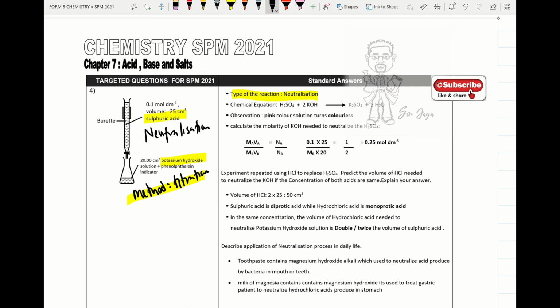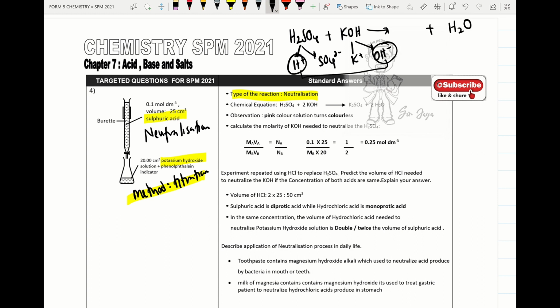I'll try to do it here. When sulfuric acid reacts with potassium hydroxide, the product will be, we take out the hydrogen ion, the sulfate ion, potassium ion, and hydroxide ion. During the chemical reaction, the hydrogen ion combines with hydroxide ion, and we will get water molecule. So erase the hydrogen and hydroxide ion. Potassium joins with sulfate ion, K2SO4. We take the 2, put it at the bottom of potassium.